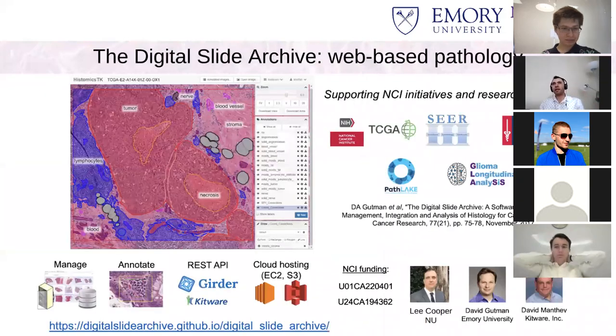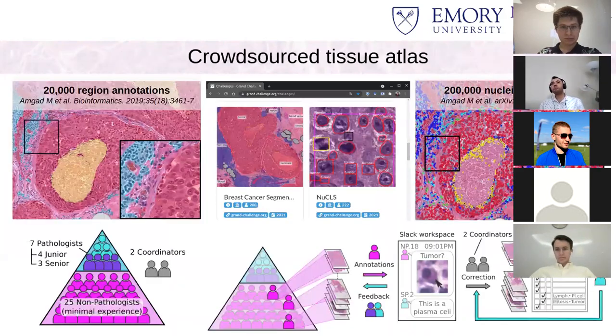This is just saying that all the annotations were produced by software called the Digital Slide Archive, which you can refer to here. Okay, so all of this data is piggybacking on a previous study that we did, where we gathered 20,000 region annotations. So what do I mean by that? Let me back up a little bit.